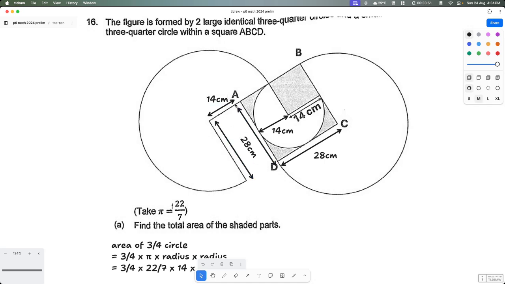So I want to just cover the base of the lines. Okay, and this is also 14. Right, so this is also 14 as well. So we have the lines covered. Wait, let me just remove this. So 28, 28, 14, and then we have 14, and then we have the 3/4 perimeter of the big circle.